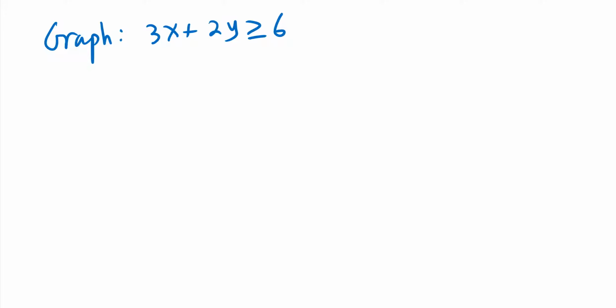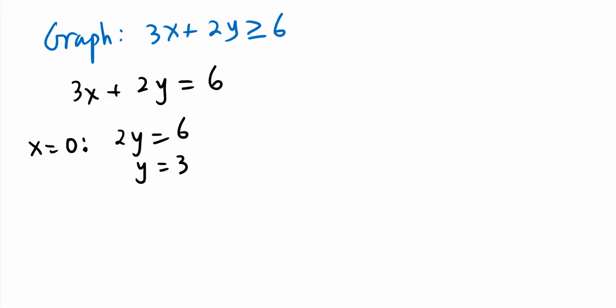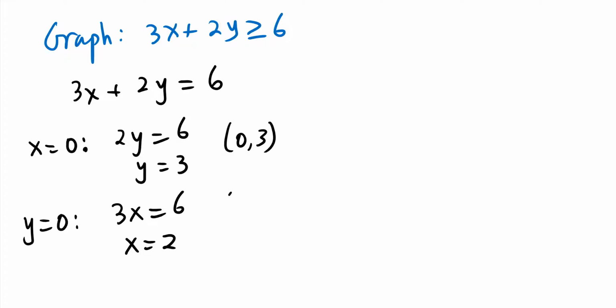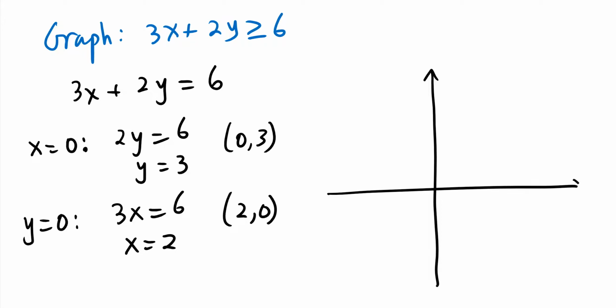So what is the first thing I do? I just convert this by rewriting it as an equation to help me graph it. The easiest way, I take x equals 0. I got 2y is 6, so y is 3. So that gives me the point 0, comma 3. If you take y equals 0, you get 3x equals 6, x equals 2. So 2, comma 0. So then you're going to put that, graph it this way.